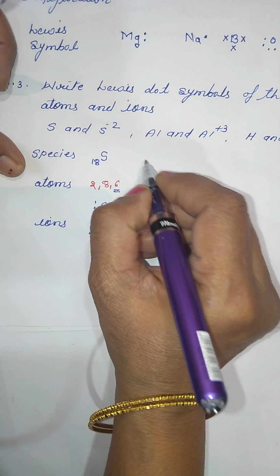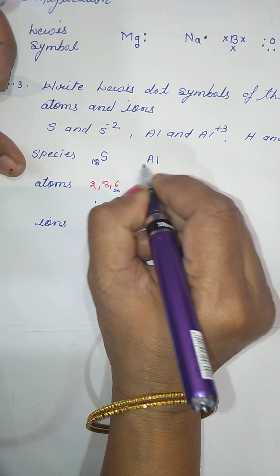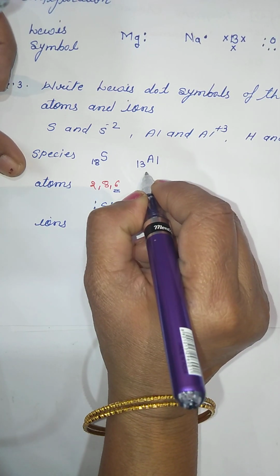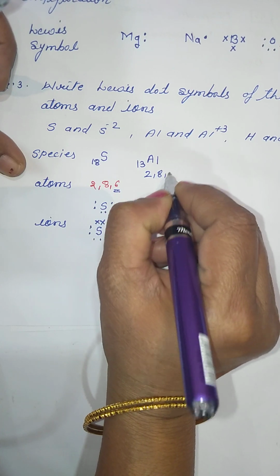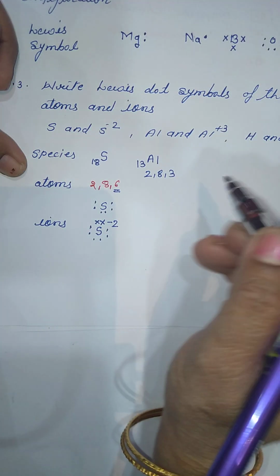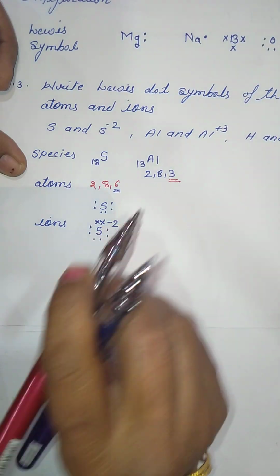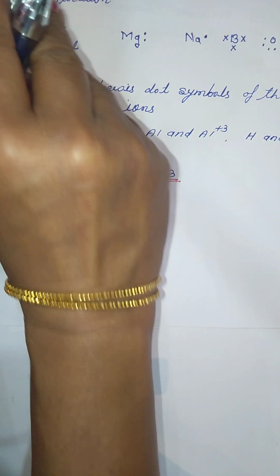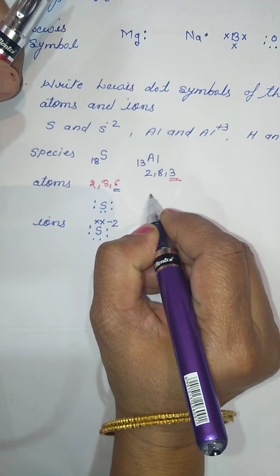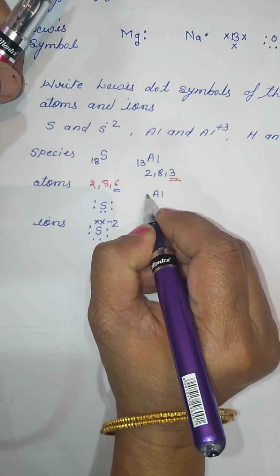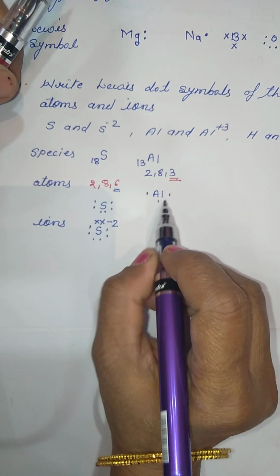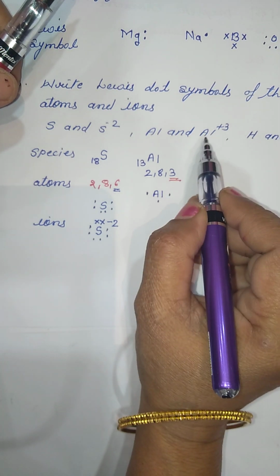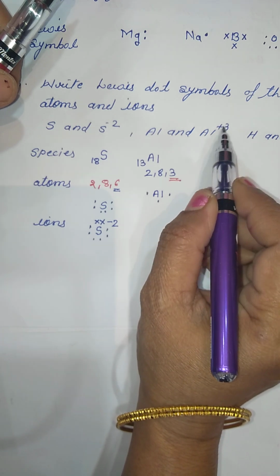Now come to aluminium. So aluminium atomic number is 13. So what is the electronic configuration? 2, 8, 3. Now here you can see there are 3 electrons in the outermost orbit. So in this, what will we show? Here we will put the atom and we will show the 3 electrons. This is the aluminium element. Now look at the ion, Al3 plus.